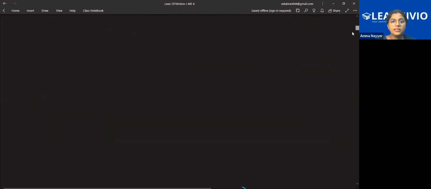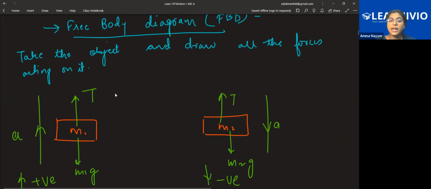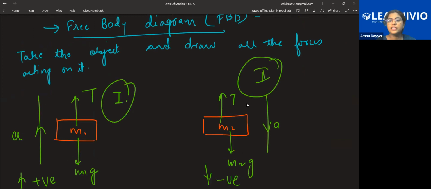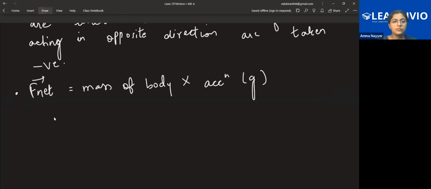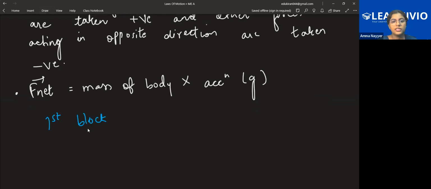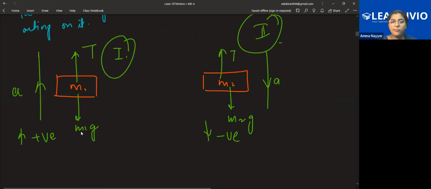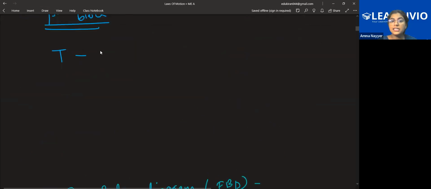So see here, what are the forces which are acting upwards in this first figure? This is the first figure, this is the second figure. In this first figure, only tension is acting upwards. I'm talking about the first block only. Tension is acting upwards, so T is positive. Now m1g is acting downwards, so it will be negative, minus m1g. This is the net force: upward force minus downward force. So what is the force equal to? Mass into acceleration. That is my first equation which I'll be using.